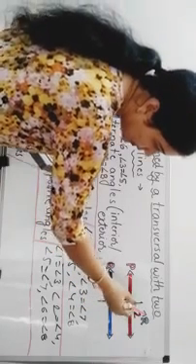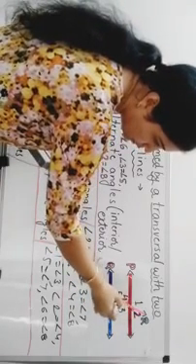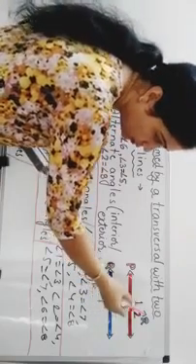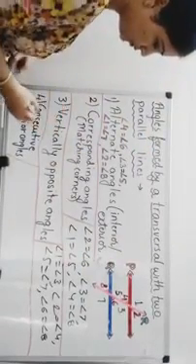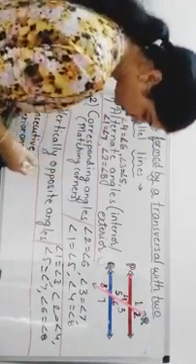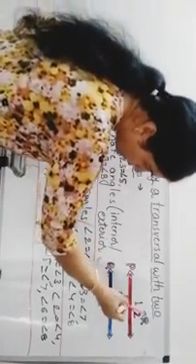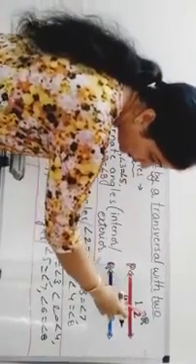When they are inside in an alternate position, then they are alternate interior angles. When they are outside in an alternate position, they are alternate exterior angles. Now we will see consecutive interior angles. Consecutive interior angles are nothing else but the interior angles on the same side. Like here 4 and 5 will be called consecutive interior angles, and 3 and 6 will also be called consecutive interior angles.